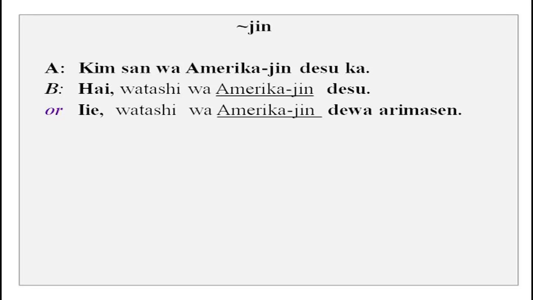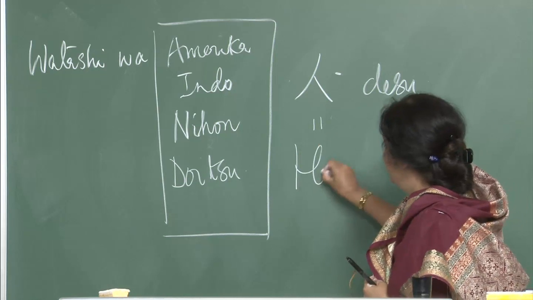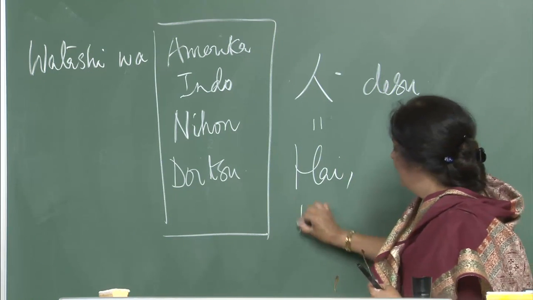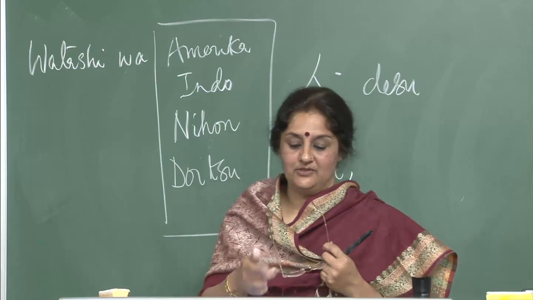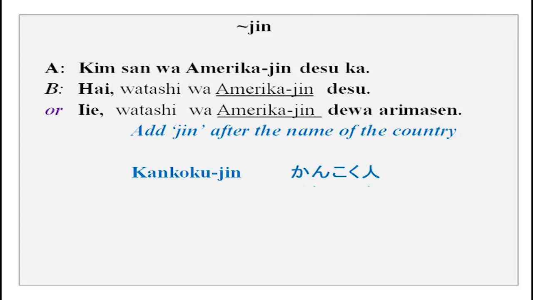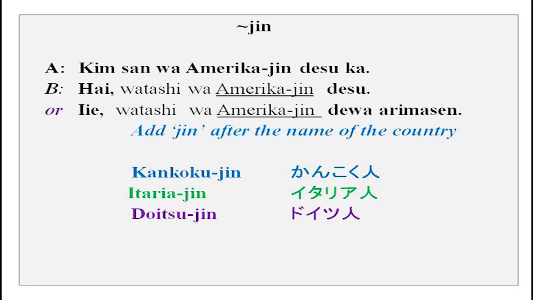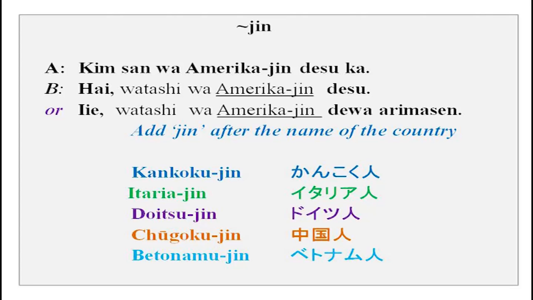You can ask a question, Kim-san wa Amerika jin desu ka? So you can answer, hai, watashi wa Amerika jin desu, or iie, watashi wa Amerika jin dewa arimasen. As you can see, add jin after the name of the country: kankoku jin, italia jin, doitsu jin, chugoku jin, vietnam jin. So after the name of the country, just add jin and you belong to that country.